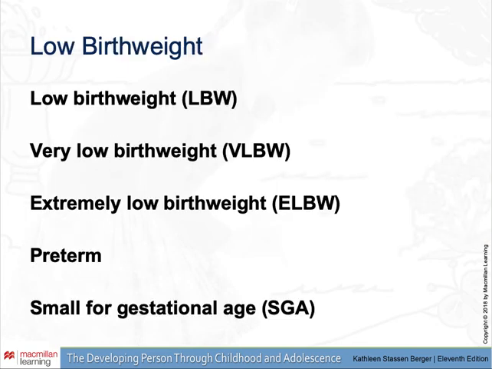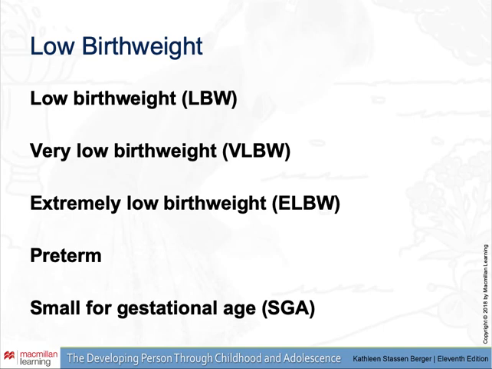All right, now we'll discuss low birth weight. It's a problem that can occur. Low birth weight is defined as being less than 5.5 pounds at birth. There's a very low birth weight category. This is for anything under 3 pounds 5 ounces. And extremely low birth weight is anything under 2 pounds 3 ounces at birth.